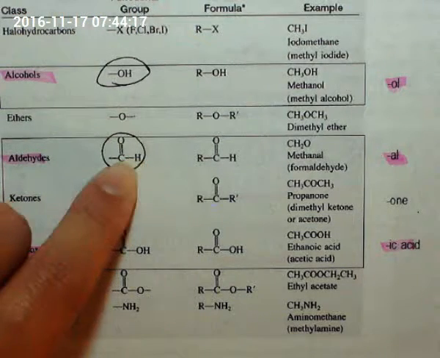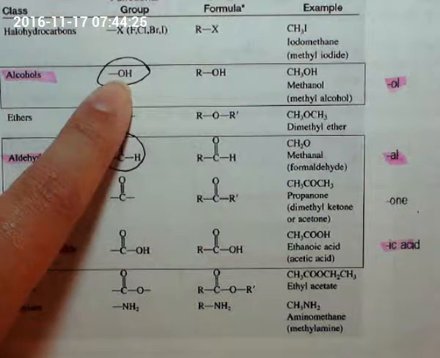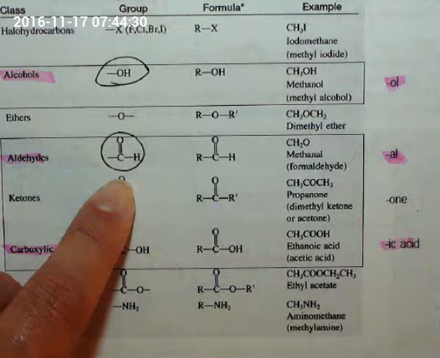So remember that FRQ question? Methanol versus methanal? There's a difference in structure. Methanol would have one carbon and this attached to that carbon. Methanal would have that attached to the carbon. Completely different chemistries. Okay?